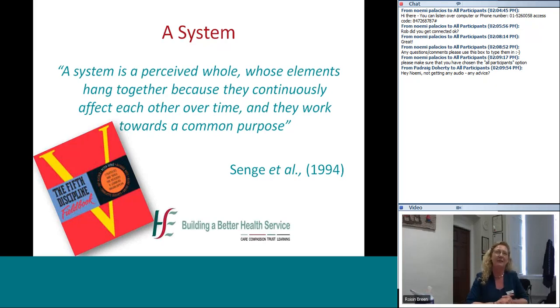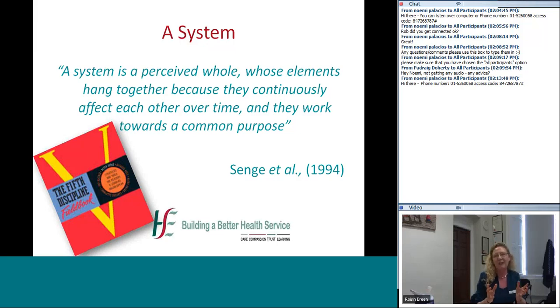I'm going to just talk about a system for a minute. So a system is a perceived whole whose elements hang together because they continuously affect each other over time and they work towards a common purpose. So the purpose of our HSE is to improve the health of the population by a health service that service providers are proud to deliver and in which the public has confidence. That's the common purpose of all the different elements, be it acute hospital services, primary care services, mental health services, surgical services, elective services, scheduled services. The common purpose is that we're improving the health of the population that we serve.